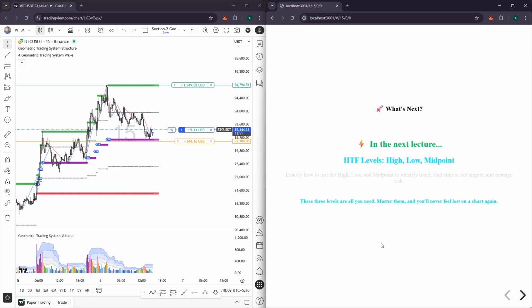All right, so what's next? In the next lecture, we're going to talk more about HTF levels, high, low, and midpoints, and exactly how to use the high, low, and midpoint to identify trend, find entries, set targets, and manage risk. These three levels are all you need. Master them, and you'll never feel lost on a chart again.